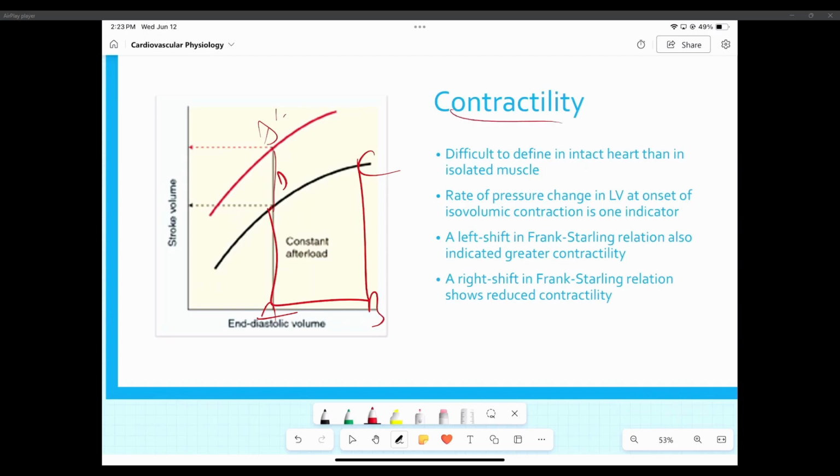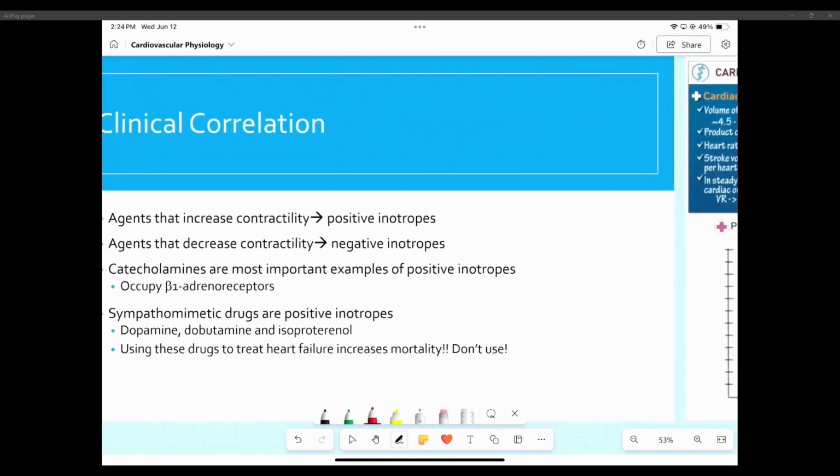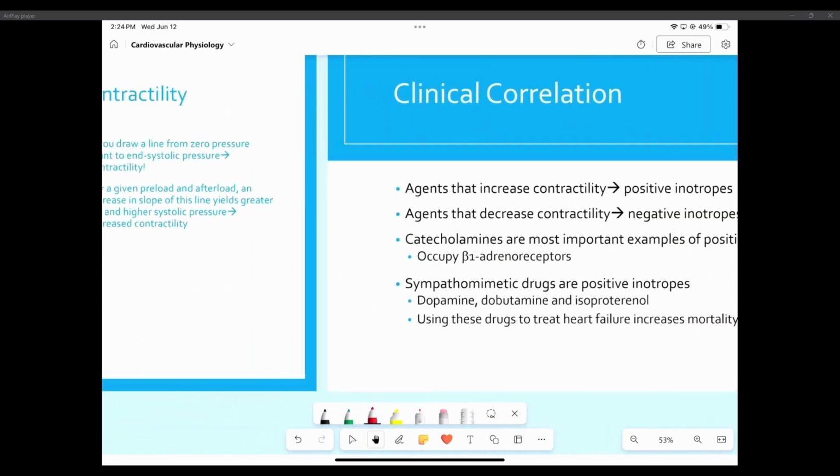Contractility, again, is difficult to define in an intact heart. A left shift in this Frank-Starling relationship means greater contractility. So if this line shifts left and up, we've increased our contractility. If that line shifts right and down, we've decreased it. I think this is the end of it. Yeah, we'll finish that later.